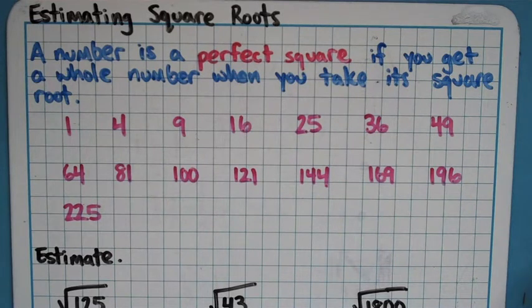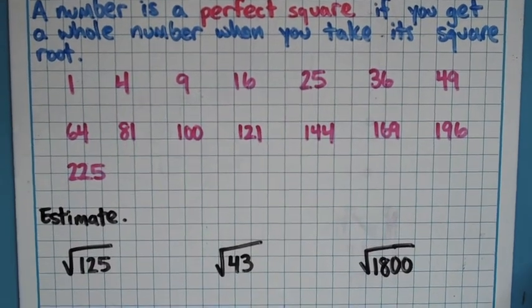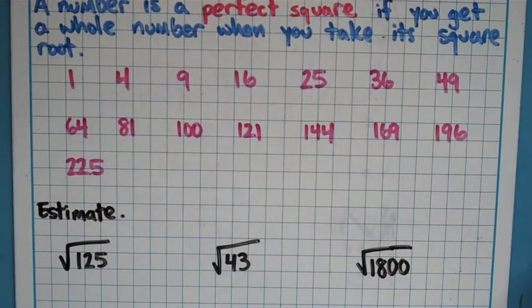So if I give you the square root of a number, I want you to be able to say about what it's equal to. And in order to do that, I have a vocab word called a perfect square. A number is a perfect square if when you take its square root, you get a whole number answer. So in pink here, I have written down the first 15 perfect squares. This is a list of numbers you should definitely become familiar with if you're not already.